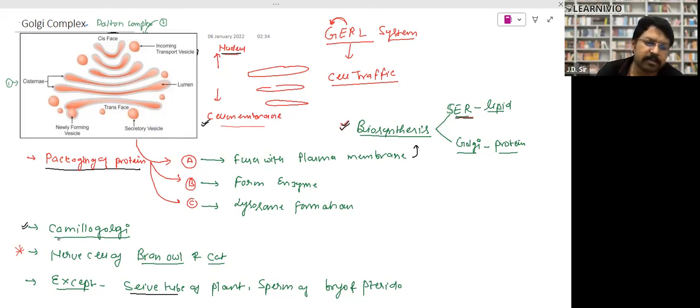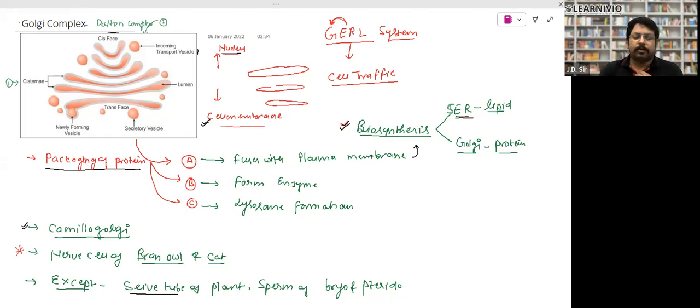This Golgi complex makes three types of protein packets: A, B, and C. The first kind of packet goes and fuses with the plasma membrane, and helps in the formation of the plasma membrane. This process is called biosynthesis. Formation of new plasma membrane is called biosynthesis.